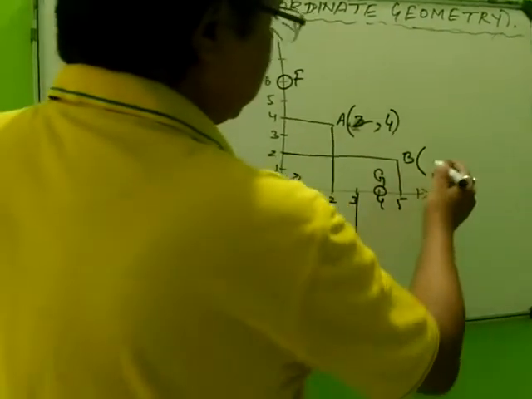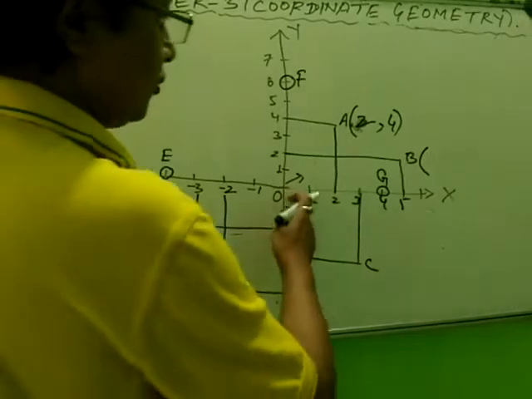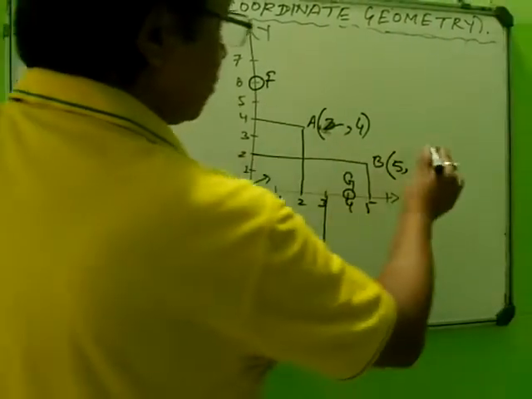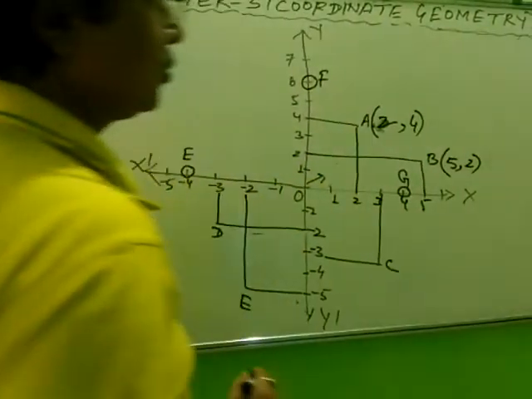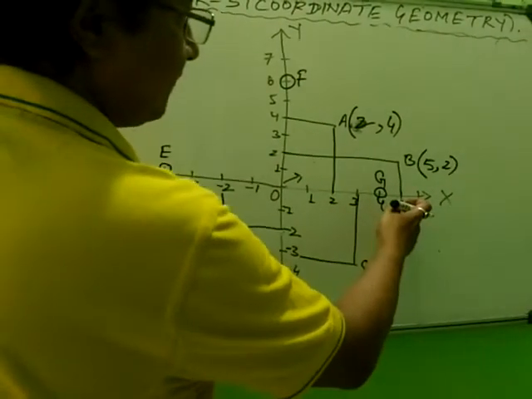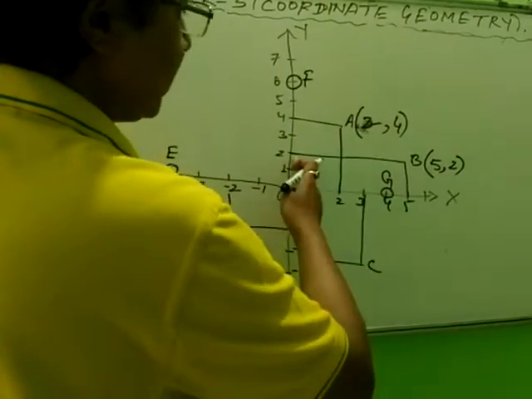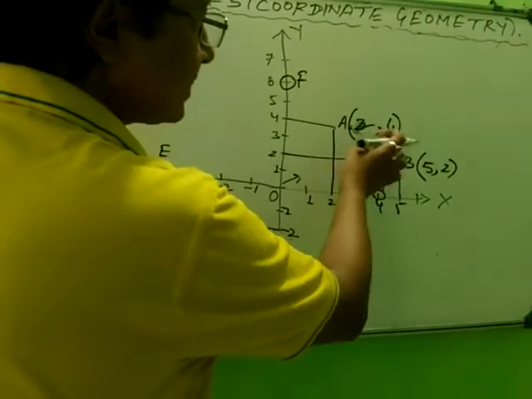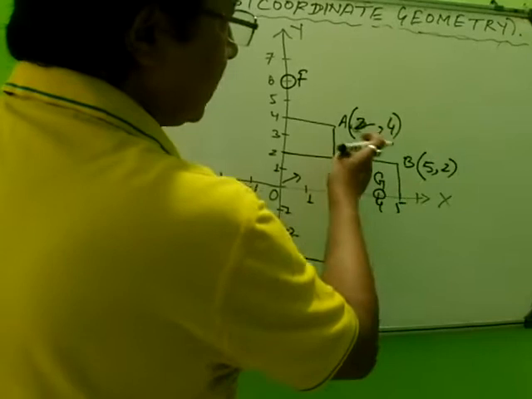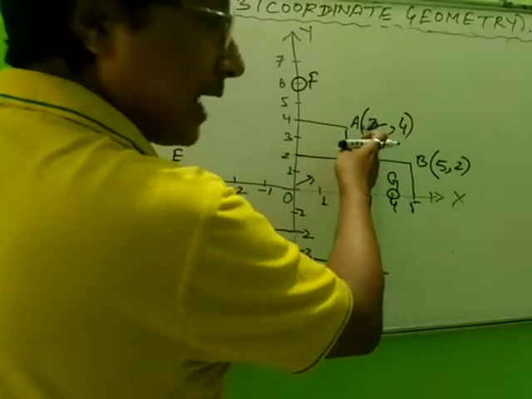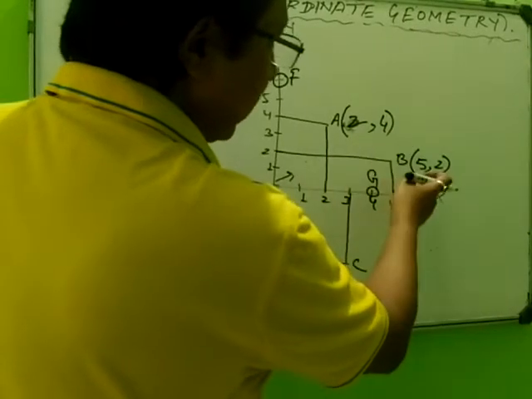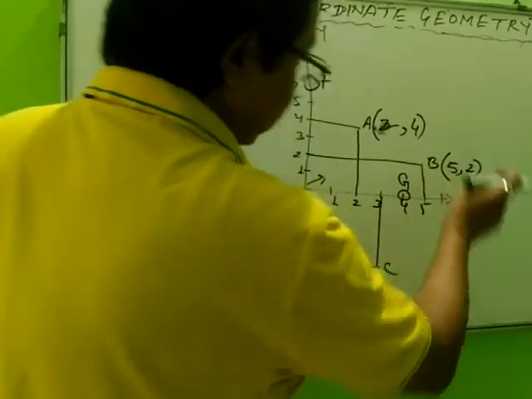Let us take the coordinates of B. Here x is 5, then y is 2. As I told you, it will always be x and y. The first one is called the x coordinate, the second one is called the y coordinate.